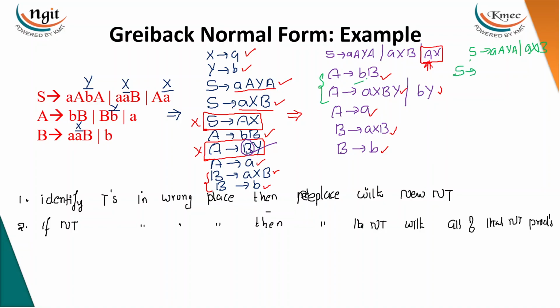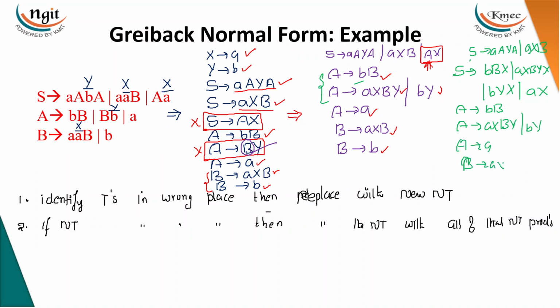S tends to A. A means BB, substitute. You'll get BBX, or you substitute AXBY here. Then you'll get AXBYX. Then you substitute bY. You'll get bYX. Then you substitute a. Then you'll get aX. These are the S productions. Then write down all the remaining A productions as they are. A tends to BB, A tends to AXBY or bY, and A tends to a. B tends to AXB.